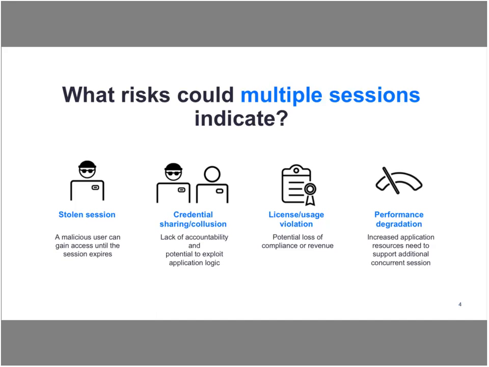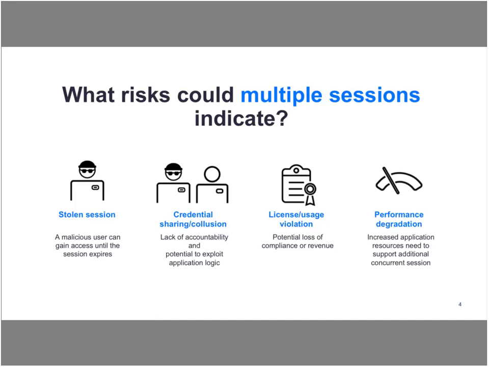Multiple sessions may also indicate that your users are violating their license or the terms of usage of your application. So if you've got some premium content which you want to restrict to, say, three concurrent sessions, and you see that there's one guy and he's got 100 concurrent sessions, then there's obviously some license revenue that you're potentially missing out on there, and also this guy's probably using up more resources on your infrastructure than you would like.